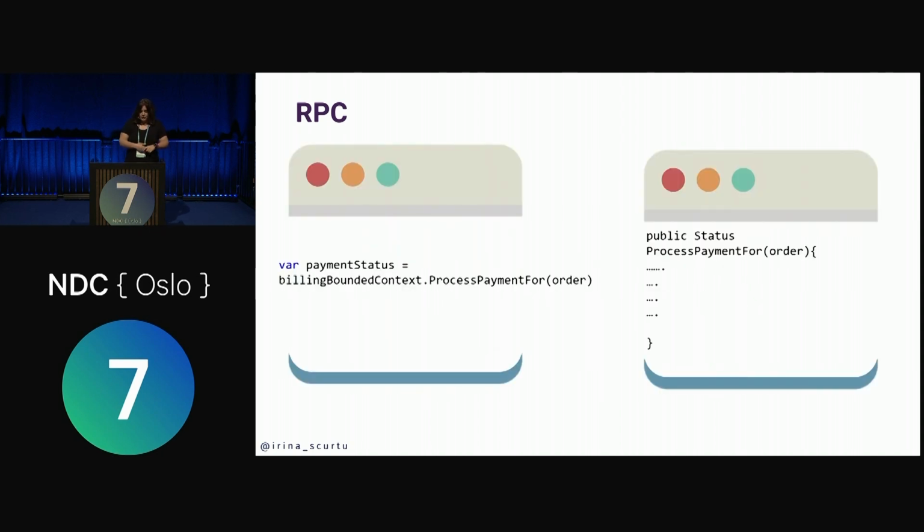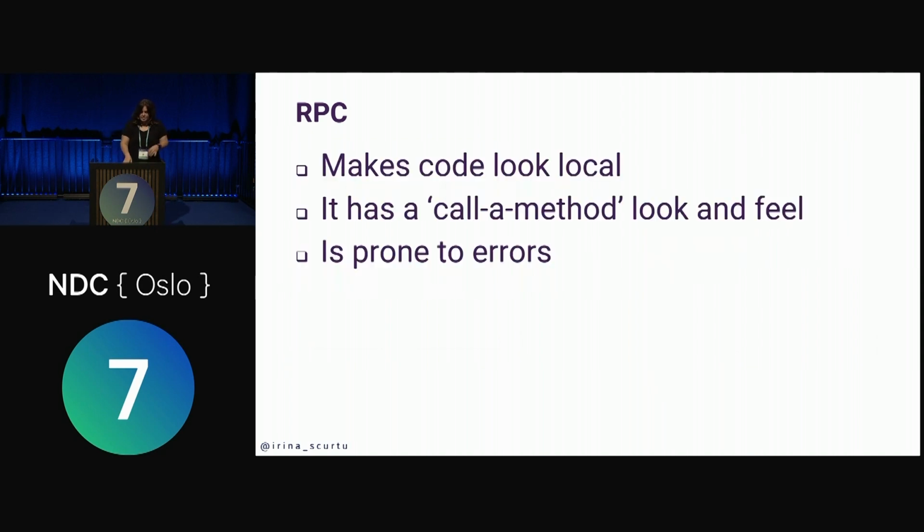But what if I would tell you that the process payment for a line of code is actually a network call? It's a call over the wire to another API that knows how to process a payment or to respond with a payment status. So this does travel over the network. It takes data from one side to another. It's not in process. So RPC as a whole will make the code look local, even if the API that you're calling, under the form of a method call, is under a different system, a different server altogether.